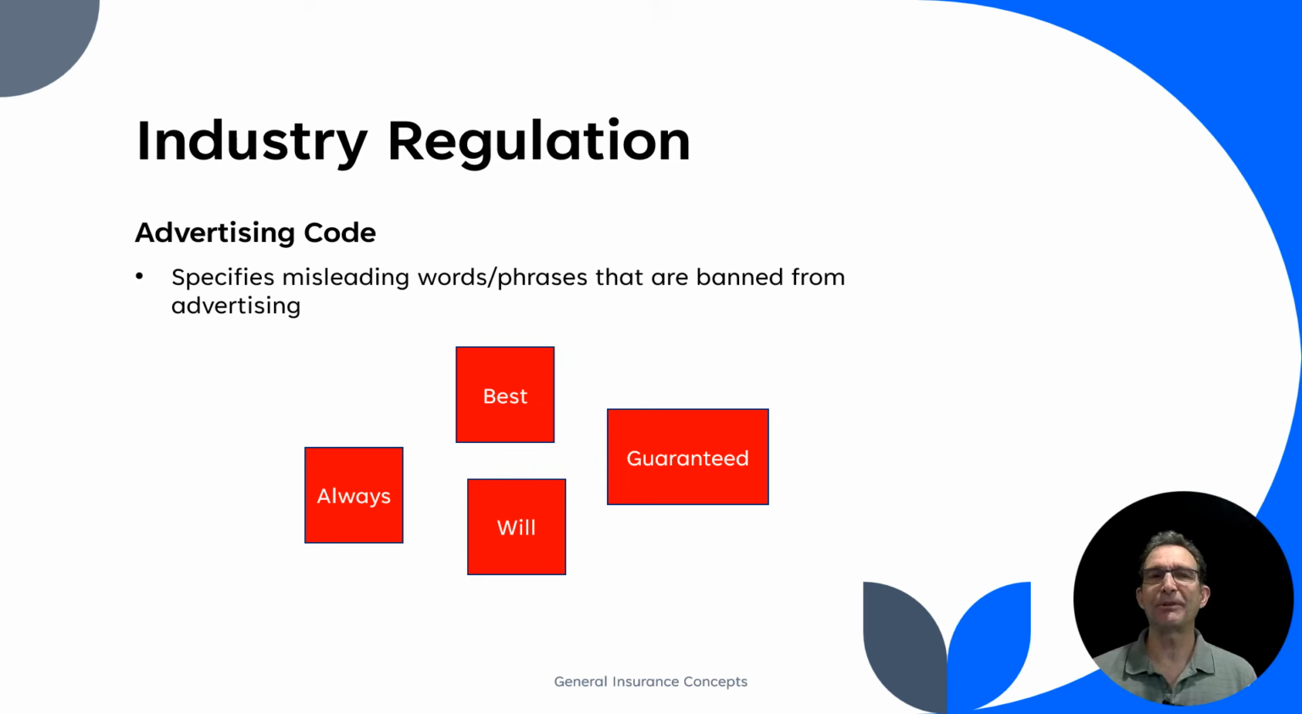All right, another industry regulation has to do with advertising. So this is important, right? We all know that advertising can be kind of misleading. And so the advertising code in the industry specifies misleading words or phrases that are banned from advertising. A lot of things in insurance, some of the words that you want to stay away from. Now, occasionally they are sanctioned, they're okay, like guaranteed. There are some things that are guaranteed, but it's very important not to use, at least in advertising, certain terms that can blow things a little out of proportion.